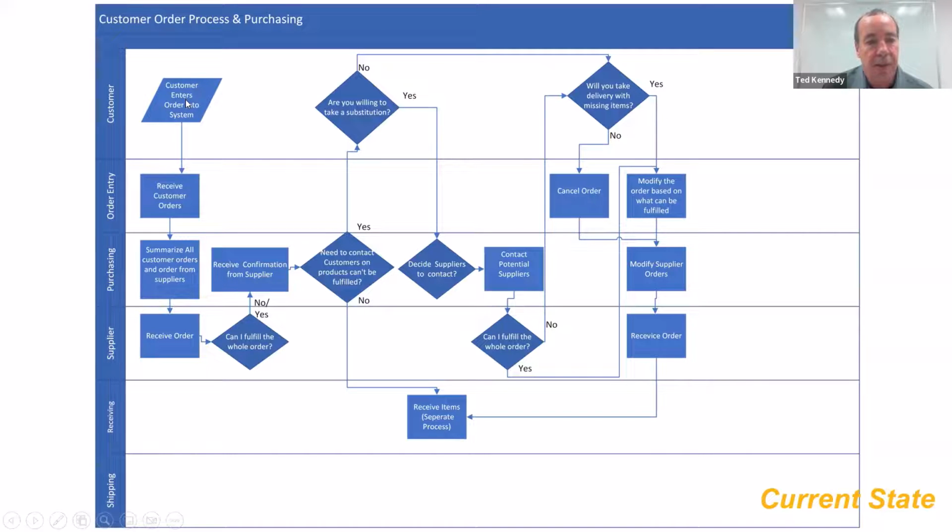orders into their system. It comes into the company's order entry process. Purchasing gets a summary of all the orders and everything they need to get from suppliers. The suppliers will get their releases and send in whatever they can send in. And then if you can't ship it to the customer, somebody in customer service may have to contact the customer to see if they're willing to have a substitution. So it goes through this whole process, and you can see all the decision points and all the steps involved. So it's quite a process.